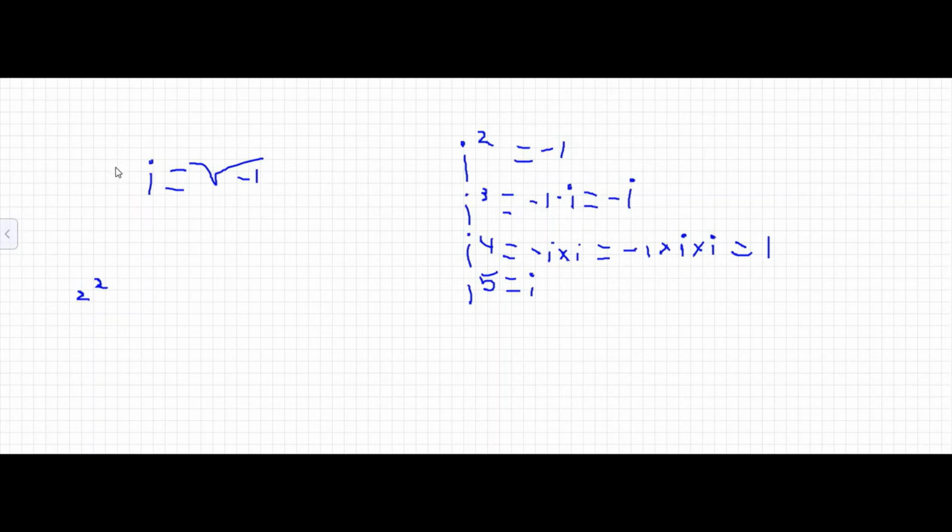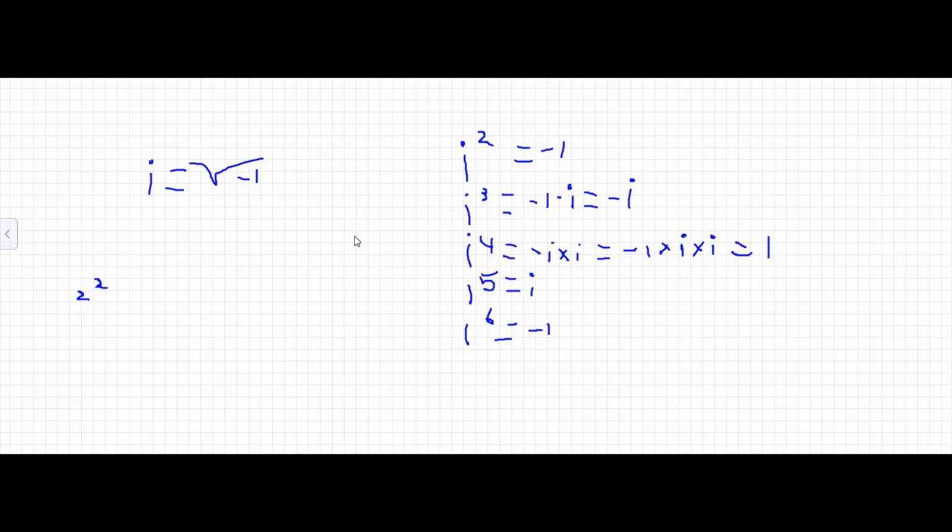It always goes from i, -1, -i and 1. i, -1, -i and 1. And just to prove this, I'll do i to the sixth for you guys. i to the sixth is i to the fifth times i, which is basically i times i, which is -1, as we described here.